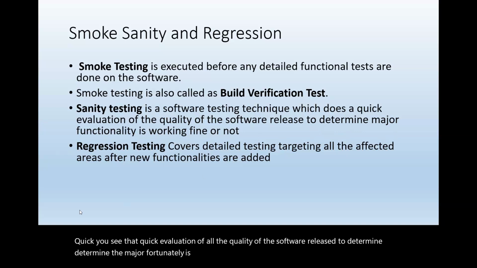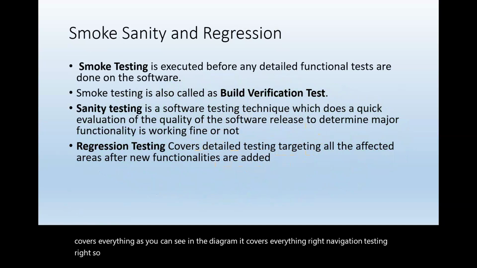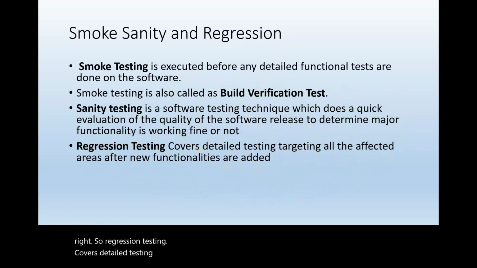to determine whether the major functionality is working fine or not. So regression testing covers detailed testing. It covers everything. As you can see in the diagram, it covers everything. That's regression testing. Regression testing covers detailed testing targeting all the affected areas after new functionalities are added. I hope you guys understand this.